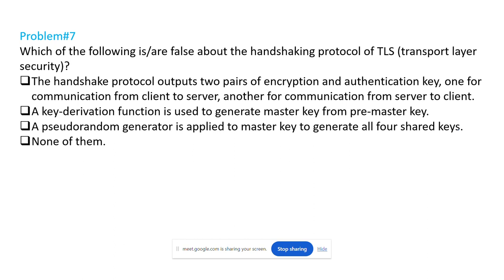Which of the following is or are false about the handshaking protocol of TLS? The handshake protocol outputs 2 pairs of encryption and authentication keys, one for communication from client to server, another for communication from server to client. Is this true?